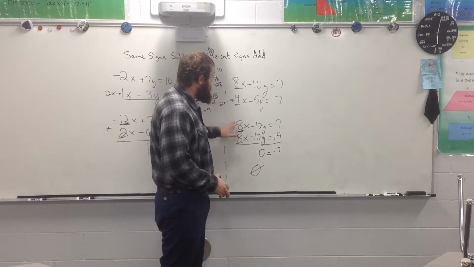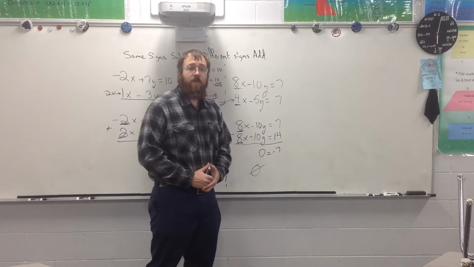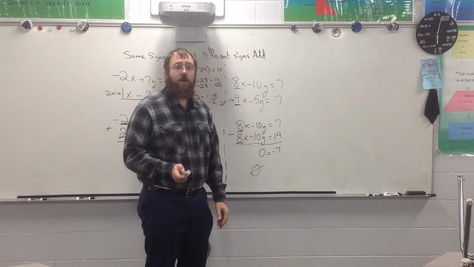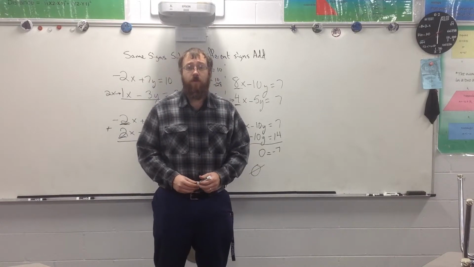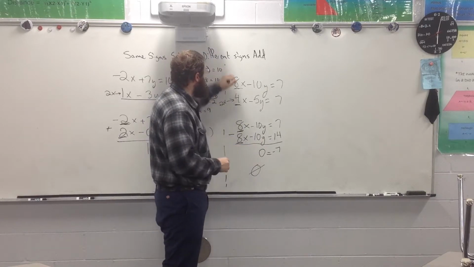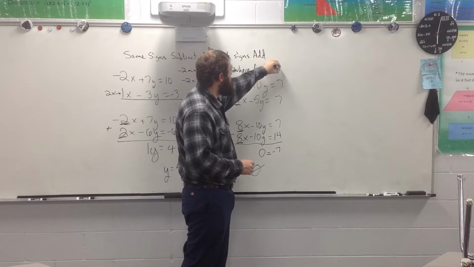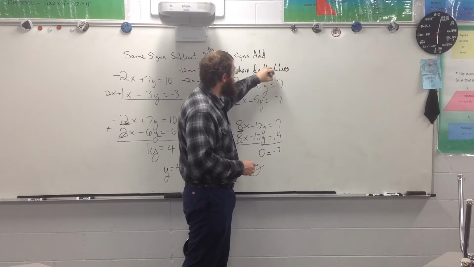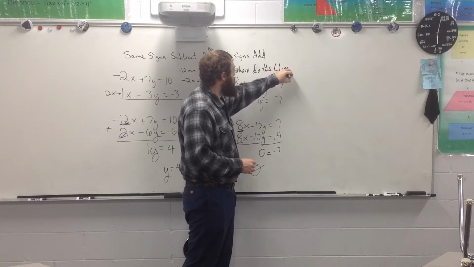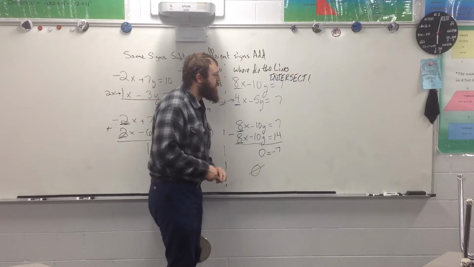If the x parts were the same, the y parts were the same, and the constant was the same, then these two lines would be the same line, and they cross everywhere. This is just a quick lesson in remembering what we're looking for. We're looking for where the lines intersect. Where do the lines intersect?